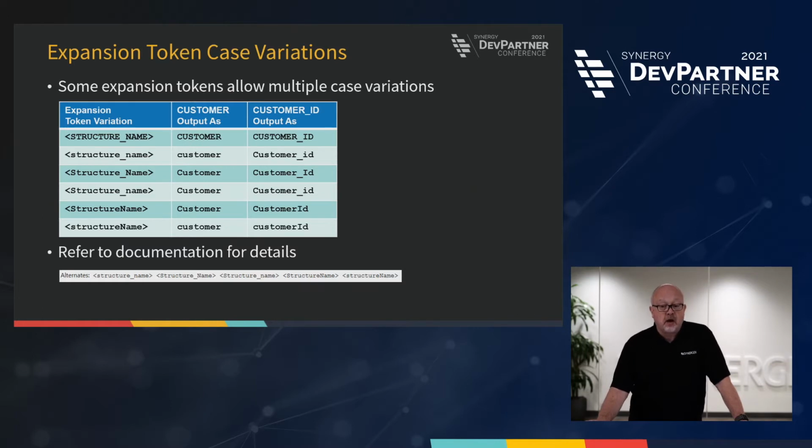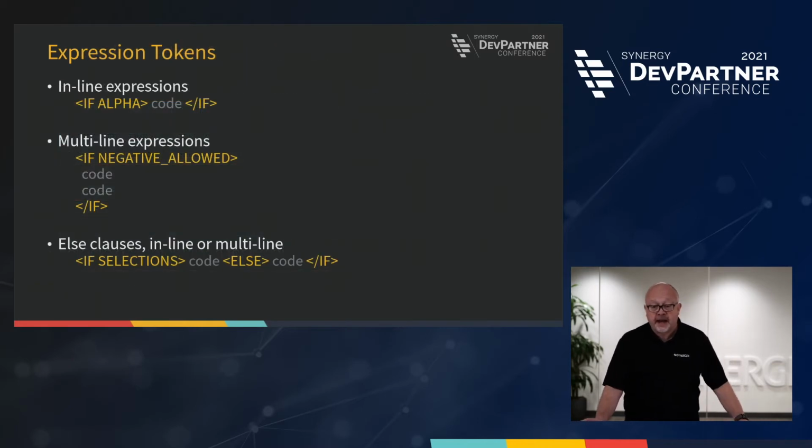So depending on how you want the data to be output in your file, with some tokens, you can choose to use one of the variations of the token to make that happen. And the documentation for every token will tell you the variations that are valid for that particular token. We'll talk about the documentation again in a little while.